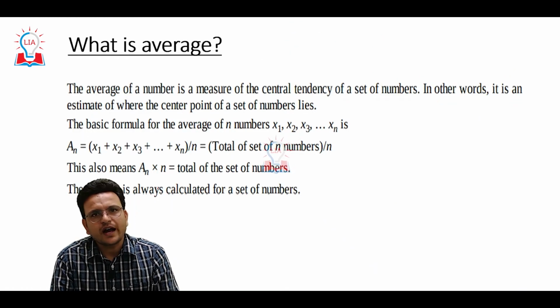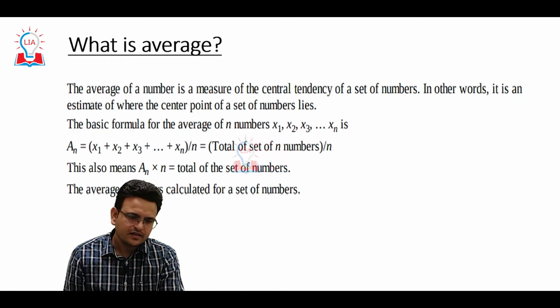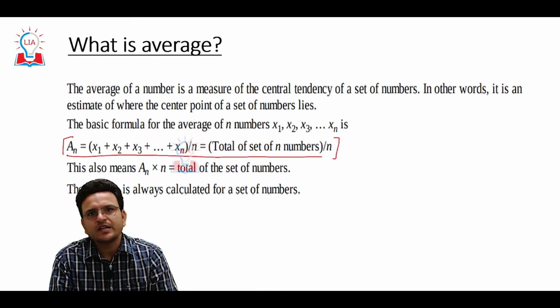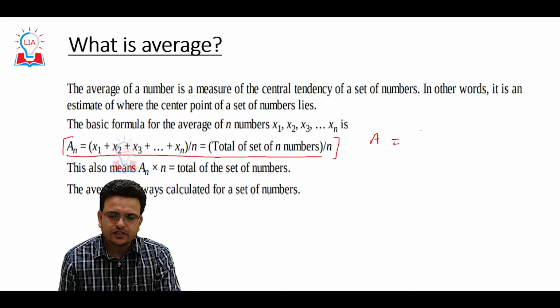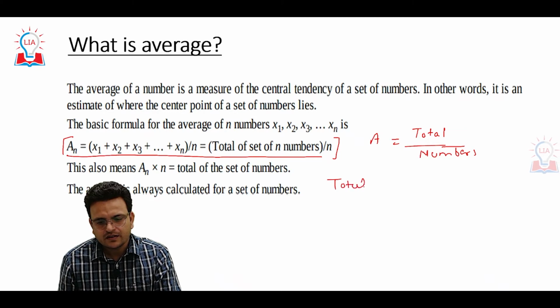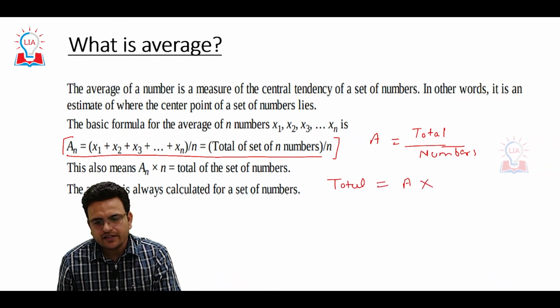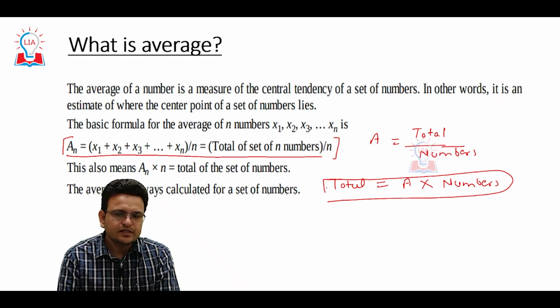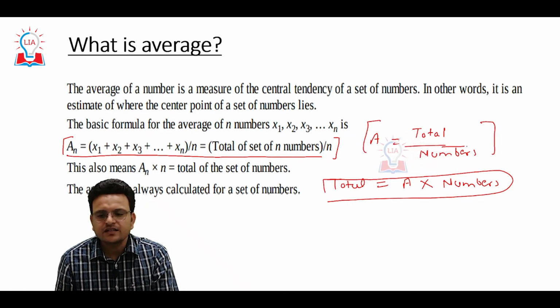Here I have also given the simple formula of the average which we have already discussed. The formula is very simple: average is equal to the total of the numbers divided by the number of given numbers. When we want to get the total of the numbers, it is equal to average into number of numbers. This way also we can get the total. So to solve average questions, you have to understand this concept very carefully.